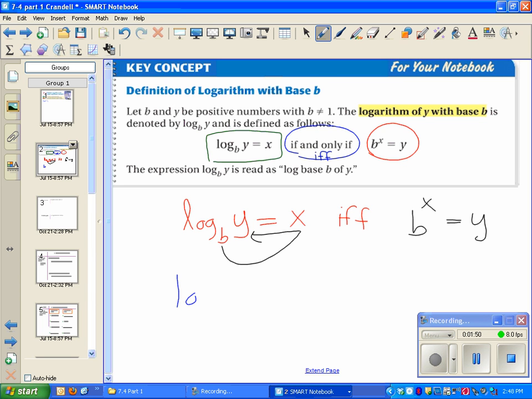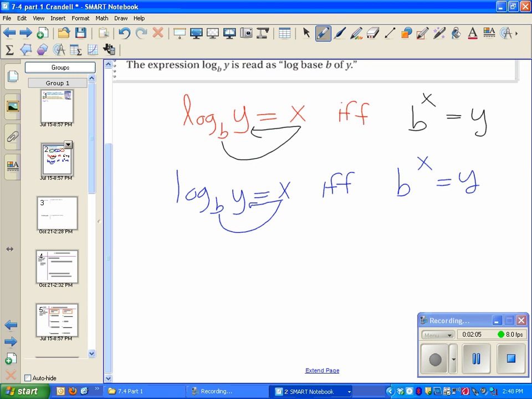So we have log base b of y equals x if and only if, half smiley face, so b to the x power equals y. Okay. All right, so we have, again, log base b of y equals x if and only if, do the half smiley face, b to the x power equals y.